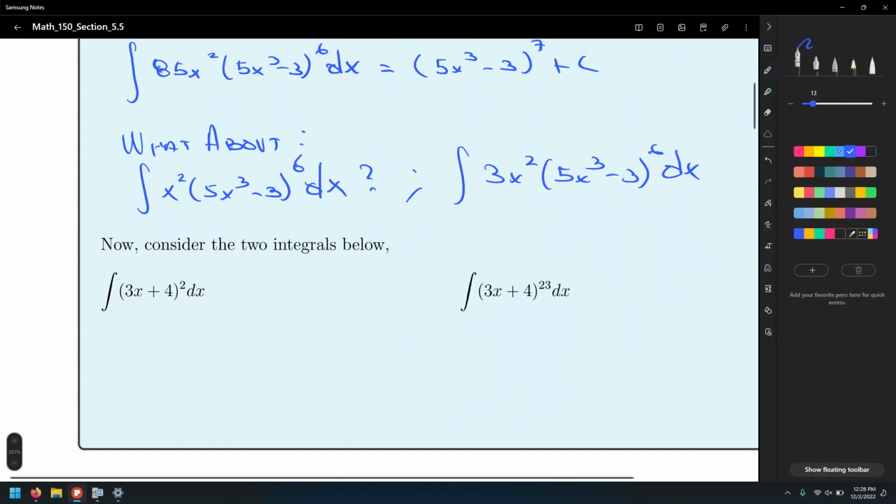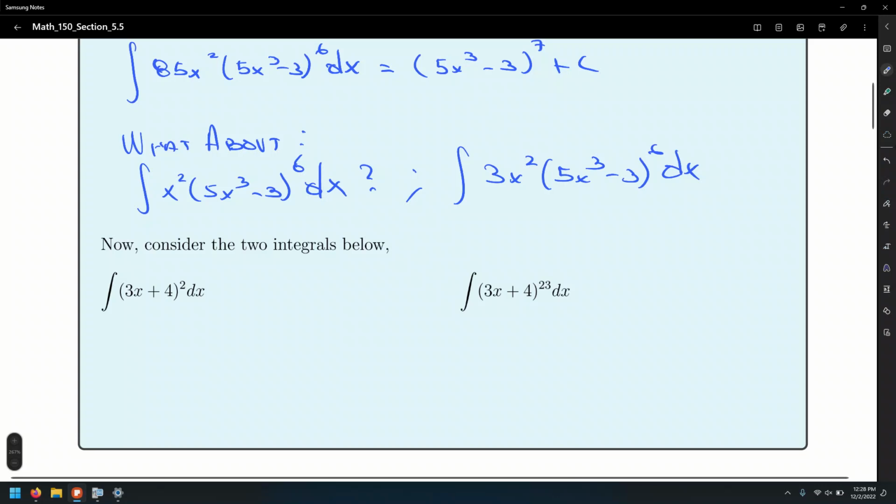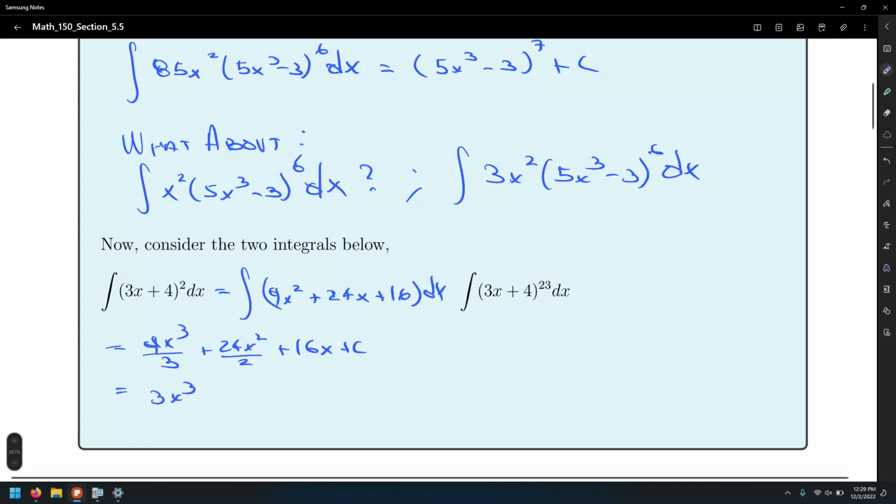So the first integral, well, we already did an integral that is similar to it, and this one has to do with some algebra. Expand the binomial, that is 9x squared plus 2 times the product of the 2, that's 3 times 4, that's 12, times 2, that's 24x, plus 16 dx, and integrate each term, that's 9x cubed over 3 plus 24x squared over 2 plus 16x plus c. Well, that reduces to 3x cubed plus 12x squared plus 16x plus c.